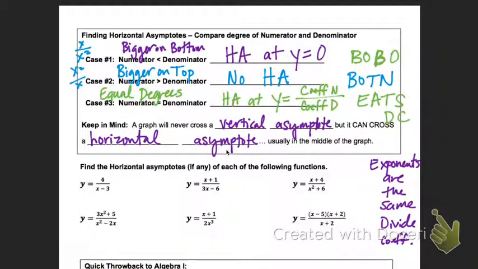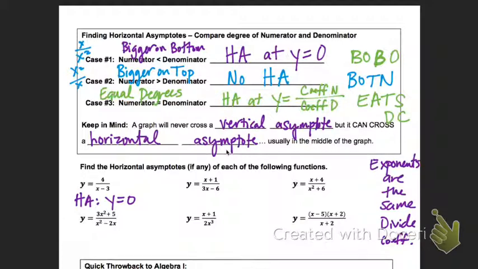So let's look at the first one. y equals 4 over x minus 3. Where's the exponent bigger? Top or bottom? The bottom. The bottom, so Bobo. Where's the horizontal asymptote? 0.